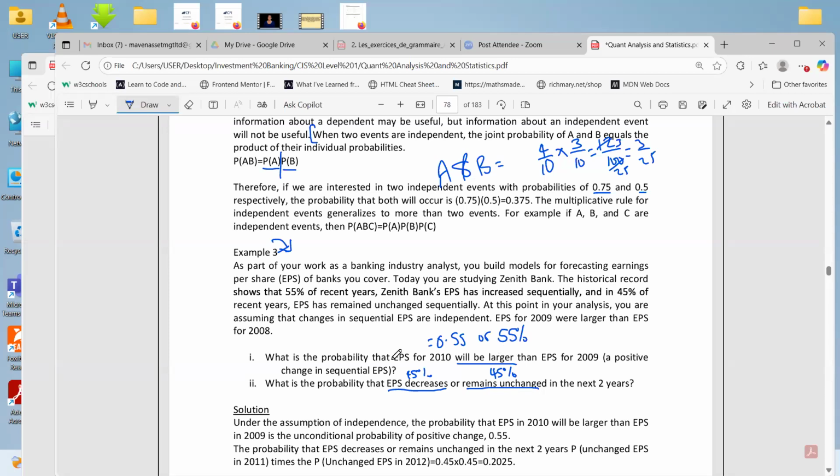All right? Look at this question. What is the probability that EPS decreases or remains unchanged in the next 2 years? In the next 2 years. So we are looking at 2 years sequentially. I will go with 0.9. Hold on, please.